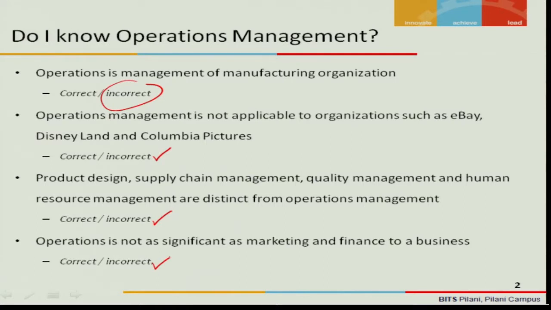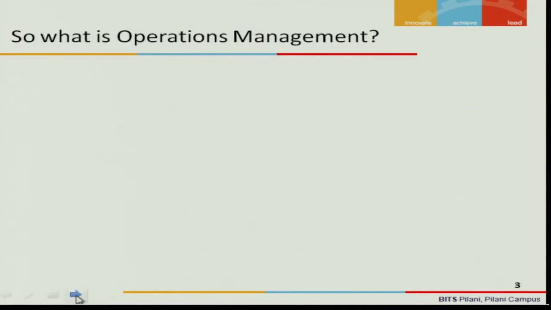If all these statements do not explain operations management, then what is operations management? Operations include both goods and services. We normally think that operations mean manufacturing, but it also includes services. When you talk about goods, we call it manufacturing operations, and when we talk about the service industry, we call it service operations.